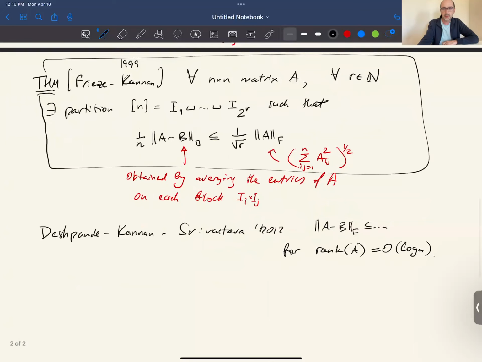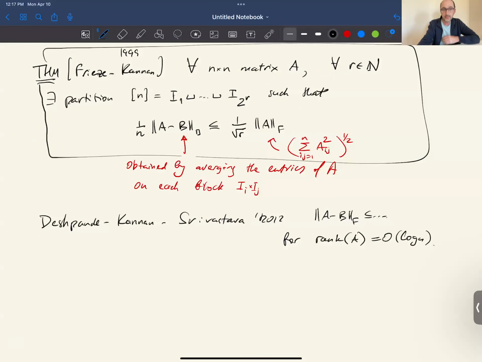What we will do today is we will get rid of any rank assumptions, but we'll assume instead that the matrix is positive semi-definite. So we'll prove a weaker Szemeredi regularity for any positive semi-definite matrix.